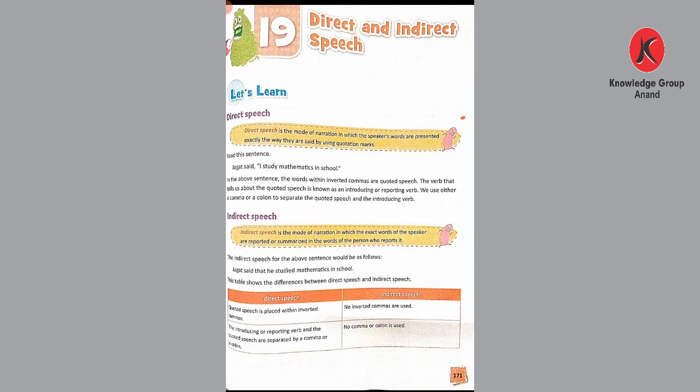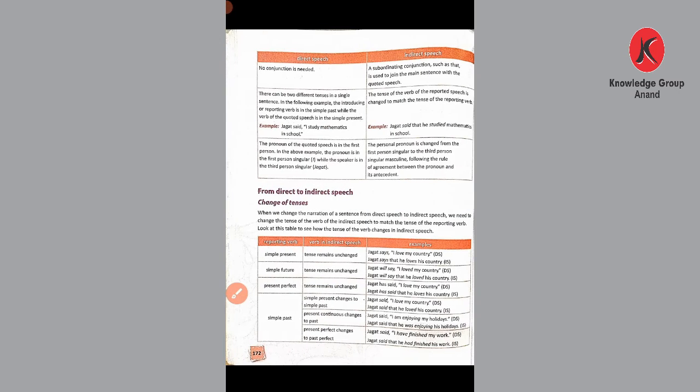So already Jagat said, comma, is there. No comma or colon is used in the indirect speech. Another rule, number three: in direct speech no conjunction is needed. But in indirect speech, when we join the introducing verb and the reported speech, we join them with the conjunction that. A subordinating conjunction such as that is used to join the main sentence with the quoted speech.